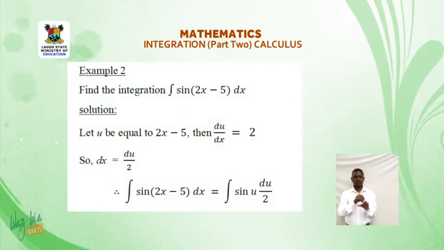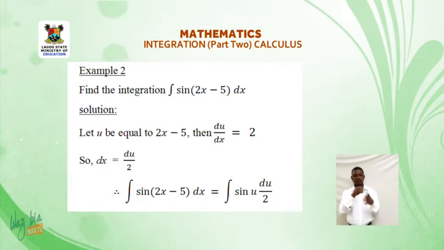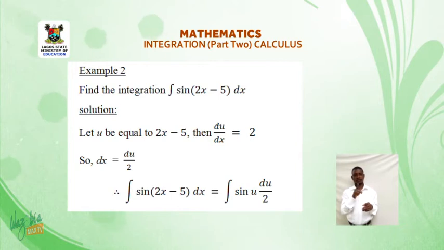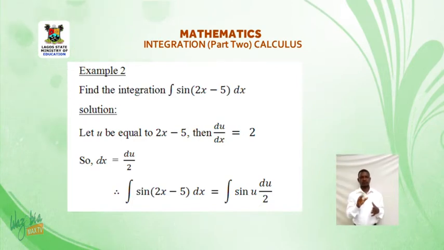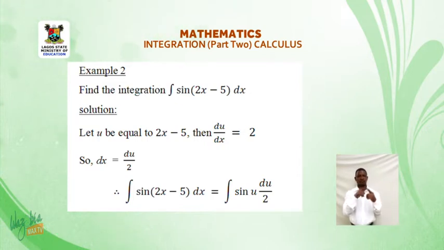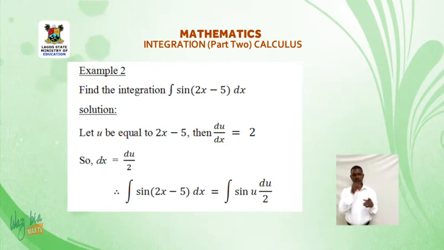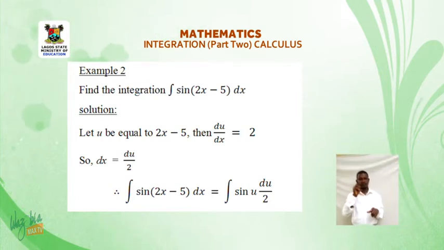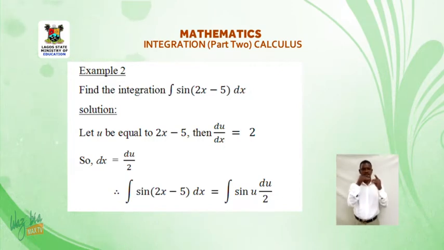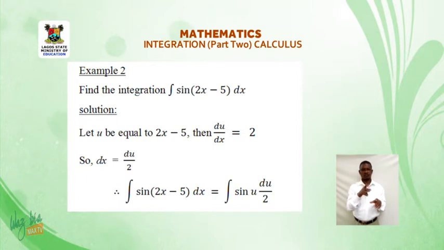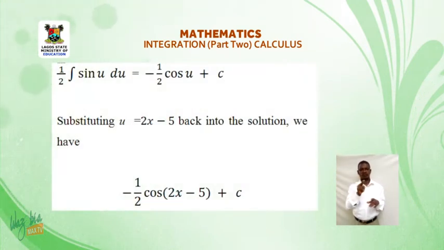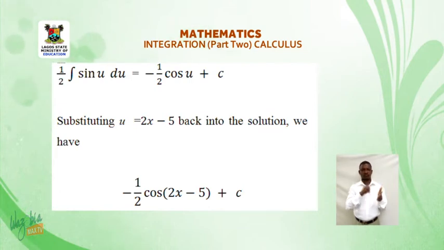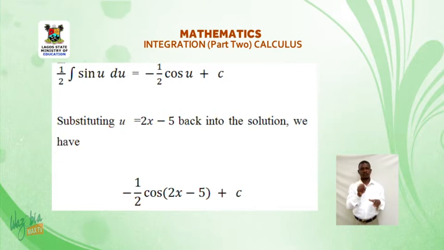Example 2. Find the integral of sine(2x − 5) with respect to x. Solution. Let u be equal to 2x − 5. Then du/dx is equal to 2. So, dx is equal to du over 2. Therefore, the integral of sine(2x − 5) with respect to x is equal to the integral of sine u du over 2. One over 2 integral of sine u du is equal to minus 1 over 2 cos u plus c.